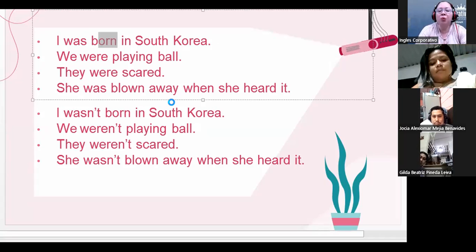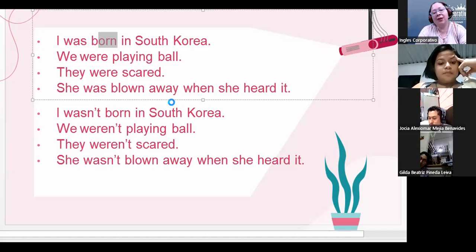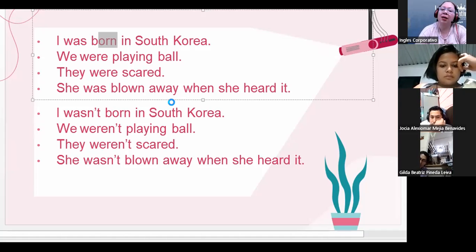Entonces, I was born in South Korea lo traduciríamos como nací en Corea del Sur. Si lo traducimos literalmente, no va a tener sentido, porque sería yo era nacida o yo era nacido. No existe en español esa frase, ¿verdad? Entonces, esa frase, I was born, es la que vamos a utilizar para decir yo nací.